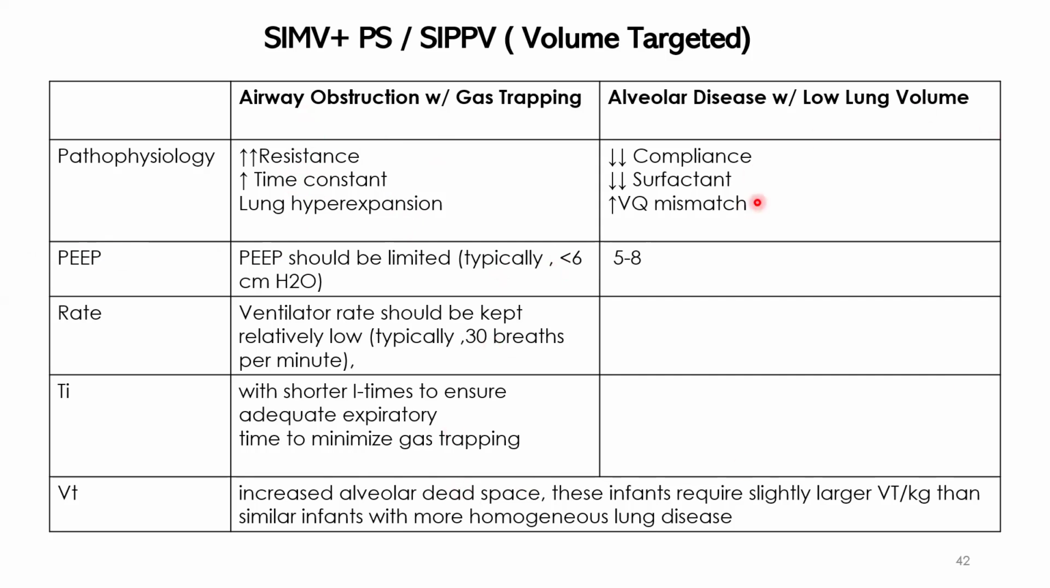The predominant alveolar disease pattern just behaves like an RDS. So you can give PEEP up to 8 centimeter water. And the tidal volume required for both cases is usually on the higher side because there is an increase in alveolar dead space. That is, particular alveoli are not participating in exchange. Then you have to keep this tidal volume on the higher side.